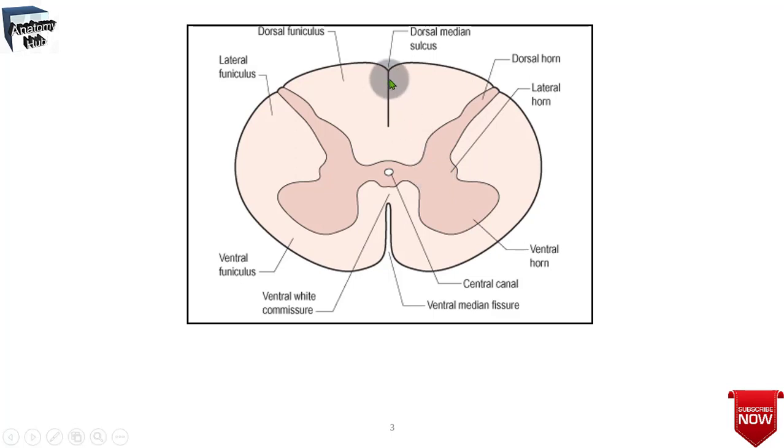And here you'll find the white matter. Here you'll find the dorsal funiculus, the lateral funiculus, and the ventral funiculus, and the ventral white commissure that joins both sides of the spinal cord. This spinal cord can be divided into two halves by the dorsal median sulcus on the dorsal side, and the ventral median fissure on the anterior side.